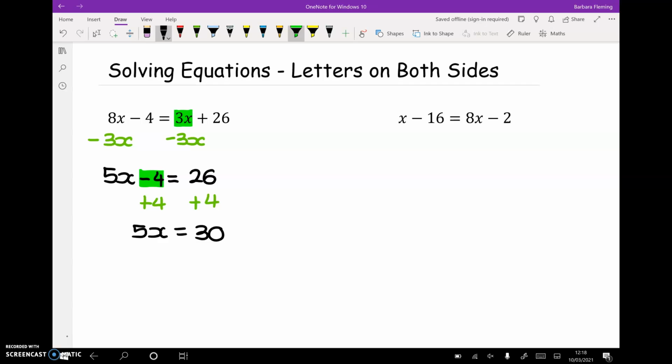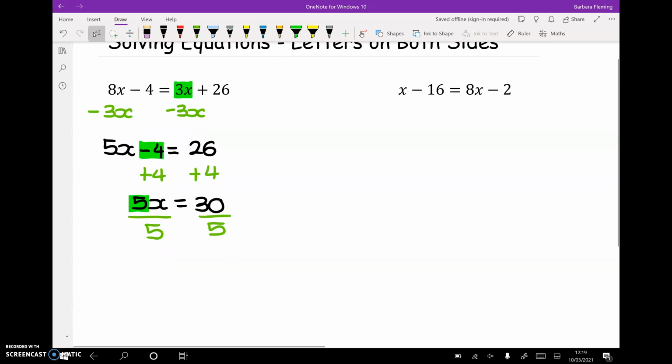And then to finally get the x term on its own, we get rid of our 5. The opposite of timesing by 5 is dividing by 5. What we do to one side, we do to the other. 5 divided by 5 leaves you with 1x, or just x on its own. We've got our equal sign again, and 30 divided by 5 is 6. So our answer is x equals 6.